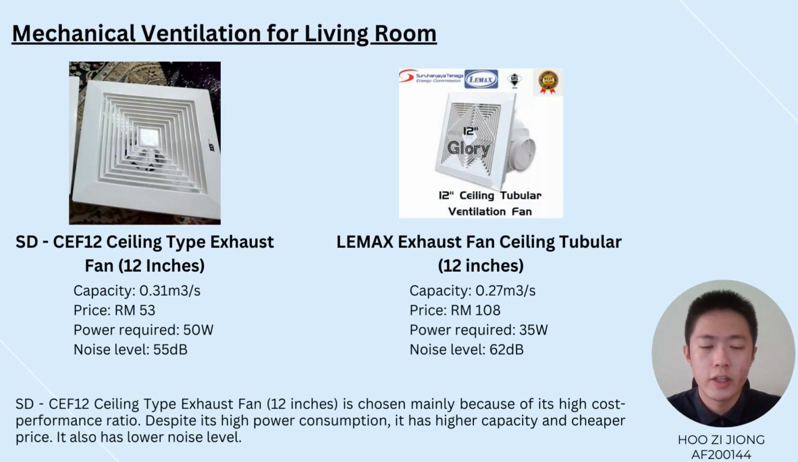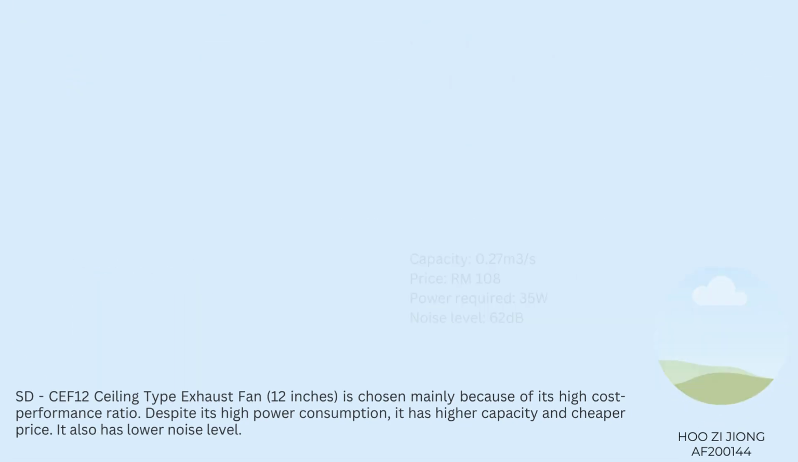As for mechanical ventilation in the living room, SDCEF12 ceiling type exhaust fan and Limax exhaust fan ceiling tubular are proposed. As a result, SDCEF12 ceiling type exhaust fan is chosen mainly because of its high cost-performance ratio. Despite higher power consumption, it also has higher capacity and a cheaper price. Besides, the noise level is also lower.